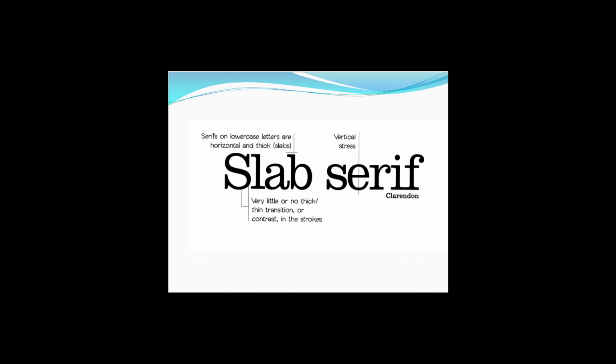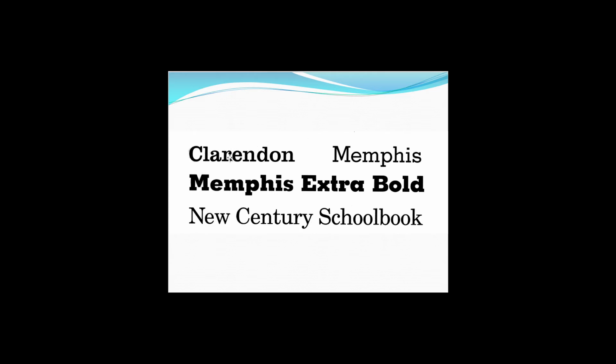The next category we're going to talk about is slab serif. So they have fat horizontal serifs. They have vertical stress, and they have very little thick-thin transition or contrast. This example is Clarendon. Some other examples are Clarendon, Memphis, Memphis Extra Bold, New Century Schoolbook.